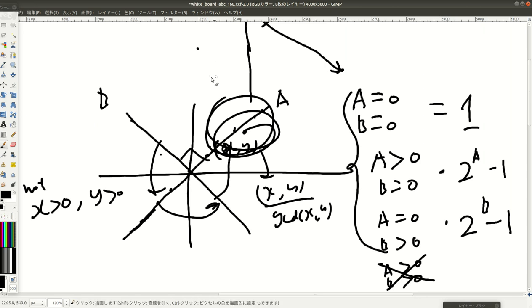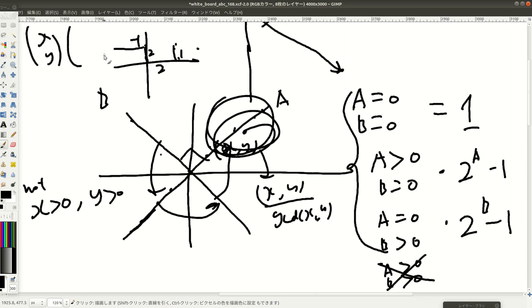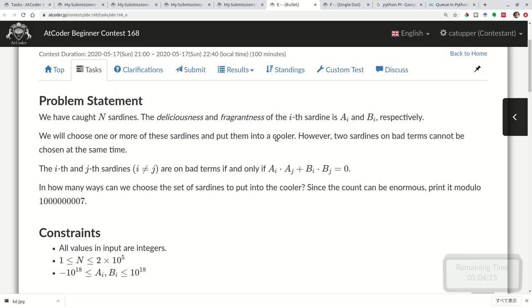How to rotate 90 degrees is easy. Just think of an example: get (2, 1) and (2, -1). So for x and y, just swap and multiply the x by minus 1. Okay, it's great.